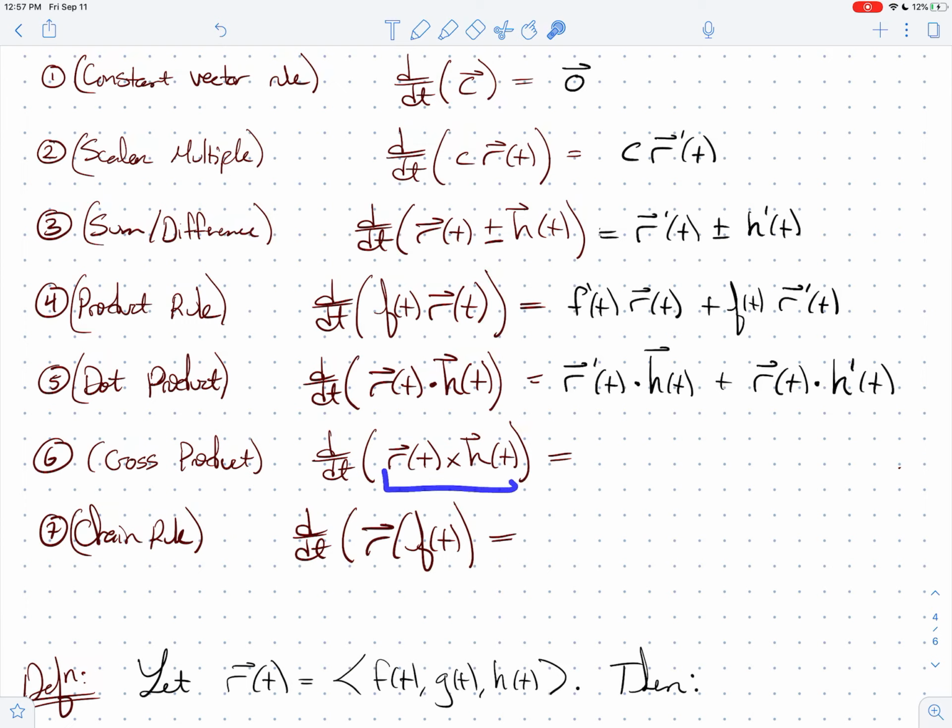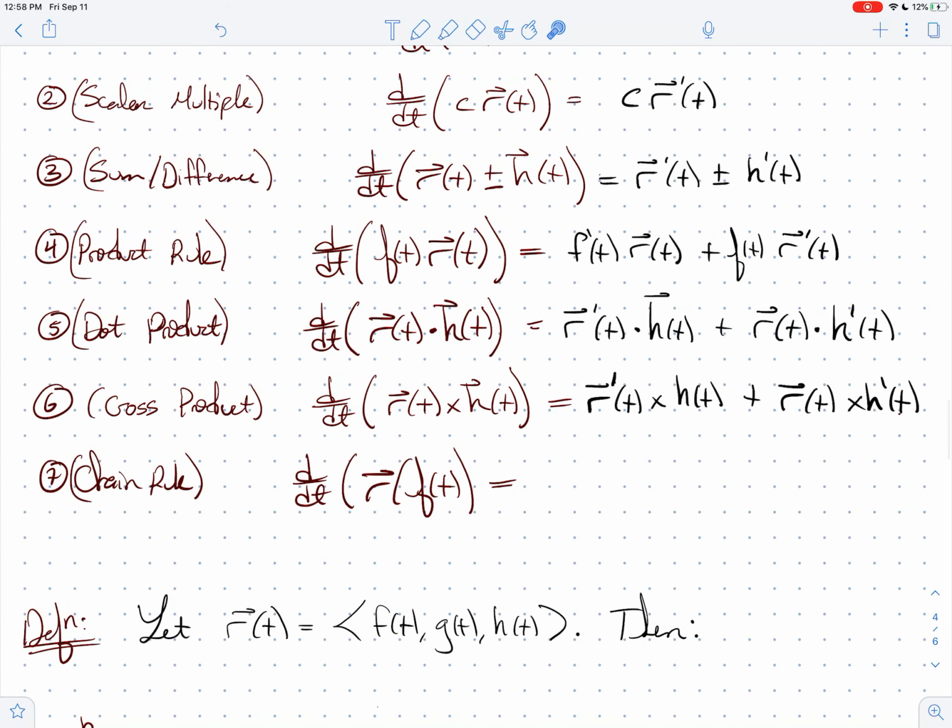Okay, what about the cross product? Well, this output is going to be a vector function, and so you're taking the derivative of a vector function. You're going to get a vector function. Well, again, it's the same sort of product rule that you've seen before. It's r prime of t cross h of t, and then what we're going to do is we're going to add r of t cross h prime of t, and that's the cross product rule. So a lot of these in practice you'll just compute the cross product and take the derivative, but I want you to know what's true.